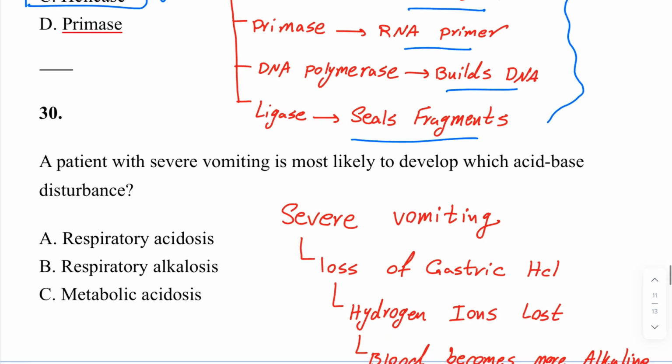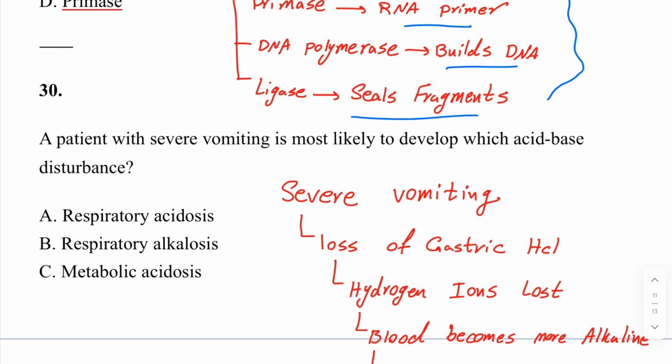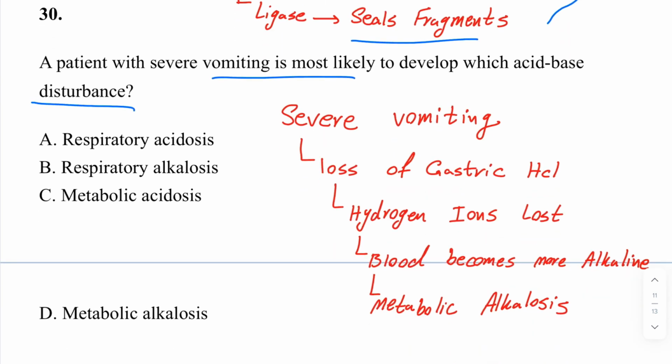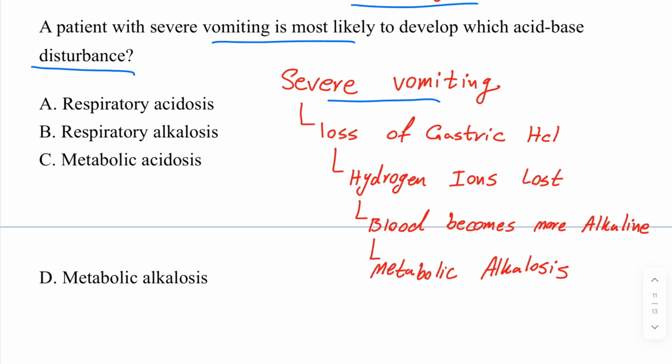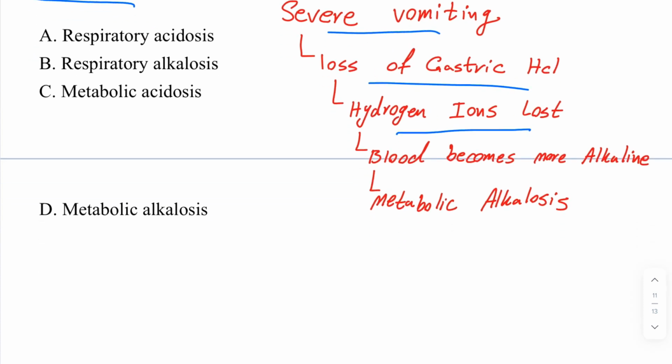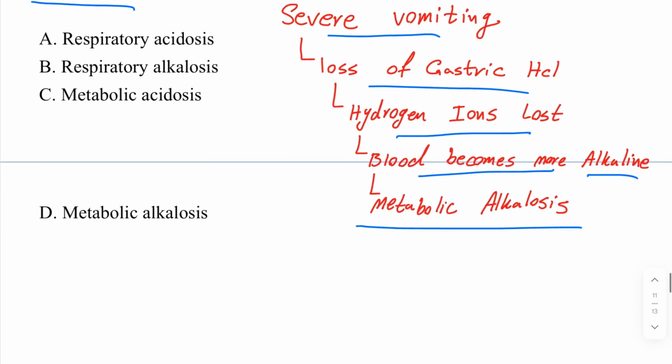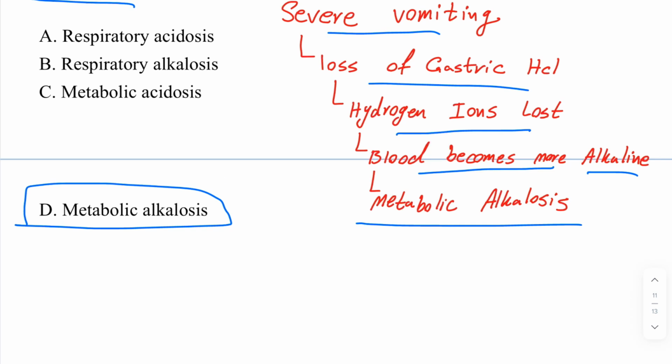Number 30. A patient with severe vomiting is most likely to develop which acid-base disturbance? Severe vomiting leads to loss of gastric HCl, so hydrogen ions are lost and the blood becomes more alkaline. As a result, it is metabolic alkalosis. Metabolic alkalosis, number D.